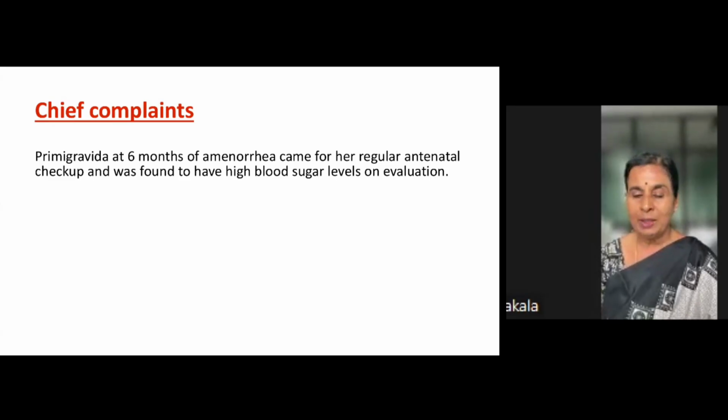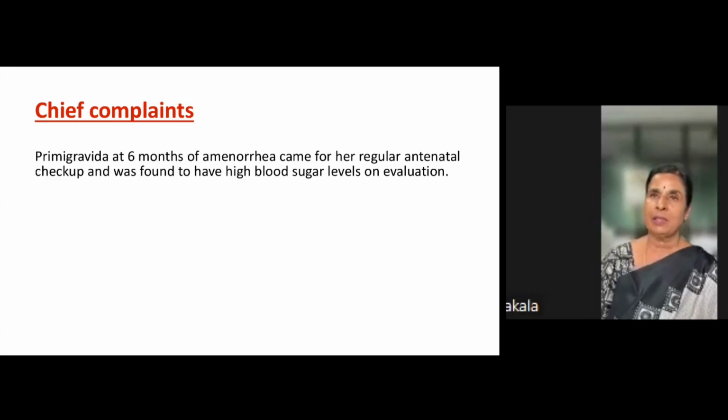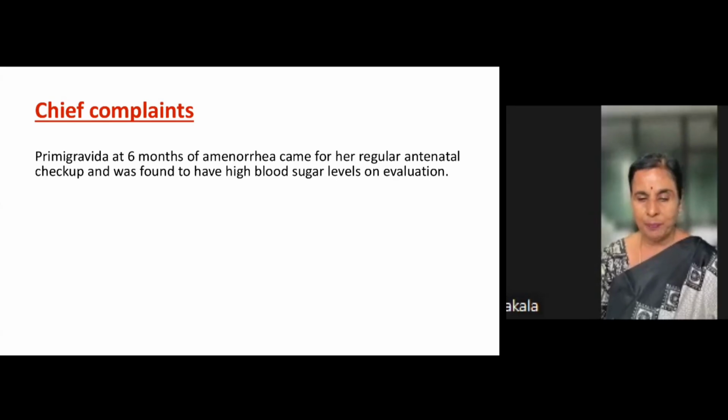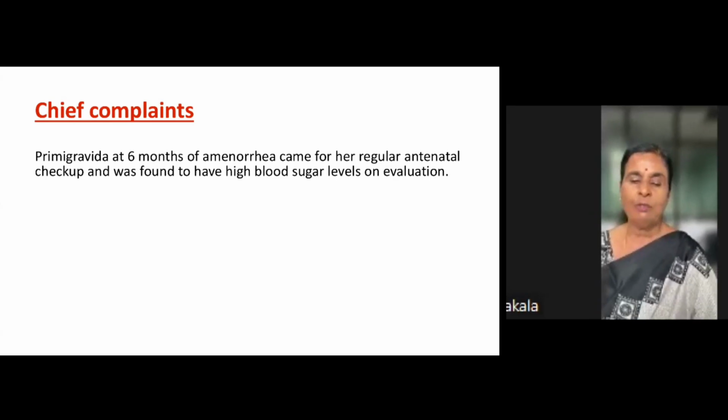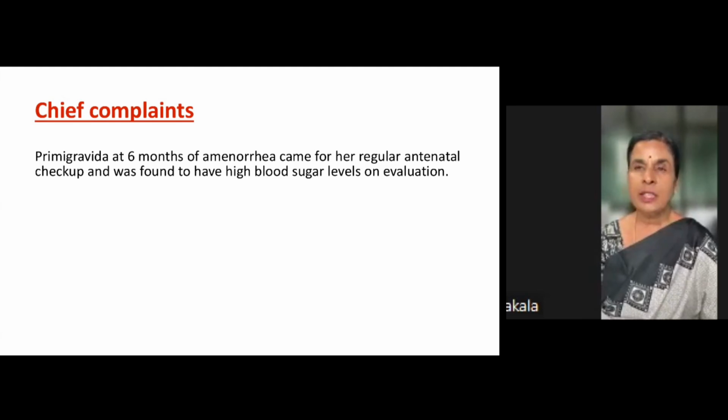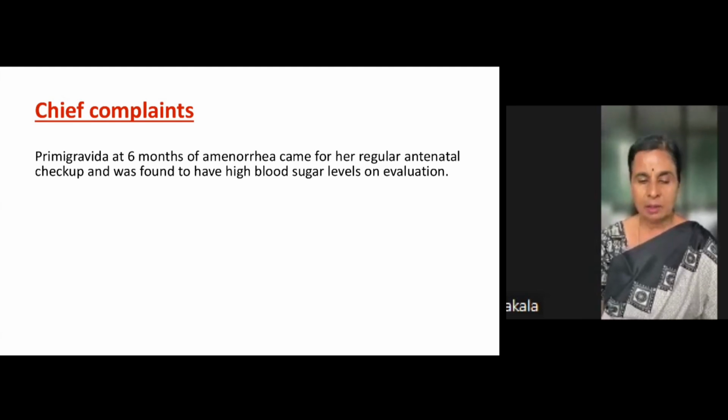This is what you do in the single-step method, irrespective of what she has taken for the past 3 days, irrespective of the fasting status; you have to do this test. What about IADPSG, the International Association of Diabetes and Pregnancy Study Groups? In this, we give 75 grams of glucose in 300 ml of water, and 3 blood samples are taken: fasting blood sugar, and 1 hour and 2 hour PPBS.